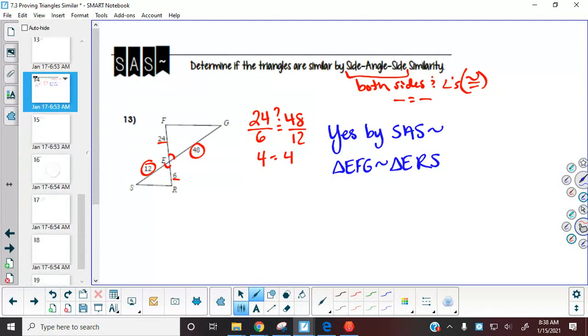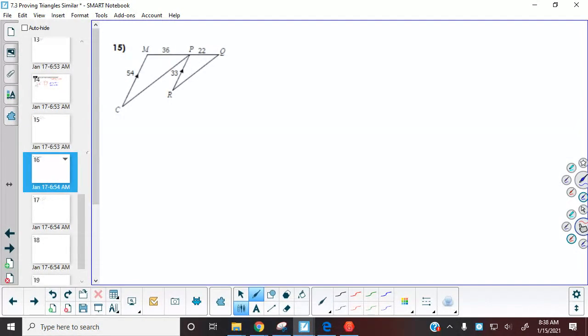All right. Moving on to number 16. When we look at this one, the key for this one is these parallel sides. So I have parallel sides here. I've got this transversal here, which means these two angles here and here are corresponding. So now I can go ahead and check, does 54 over 33, is that equivalent to 36 over 22?